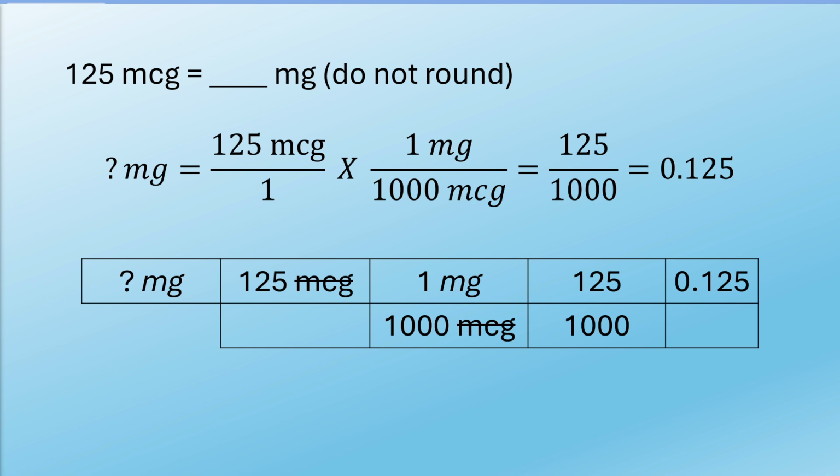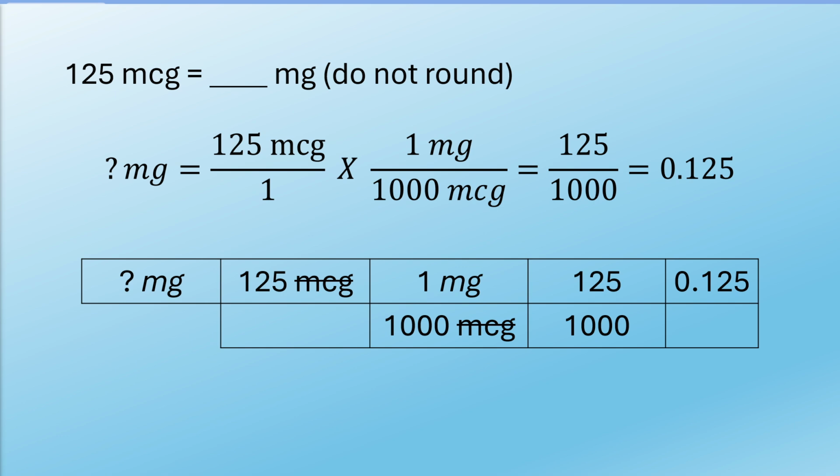Now the bottom setup is another way of visualizing it, so it doesn't look so much like a math problem, but really focuses on the idea we're looking at relationships. So in the box to the left, we're going to again put in what is our final label? What is the question asking for? So we're going to put milligrams there.